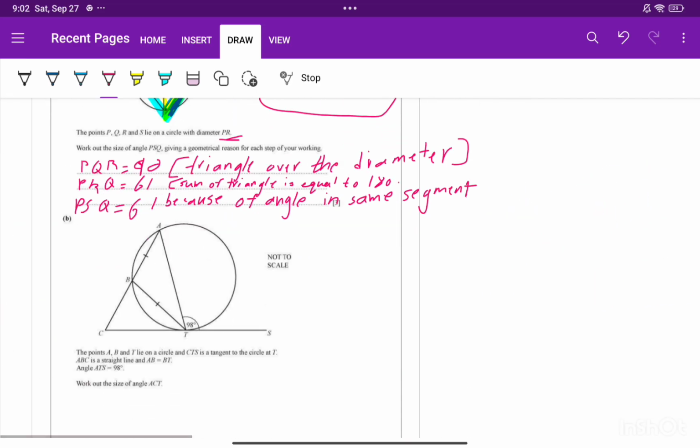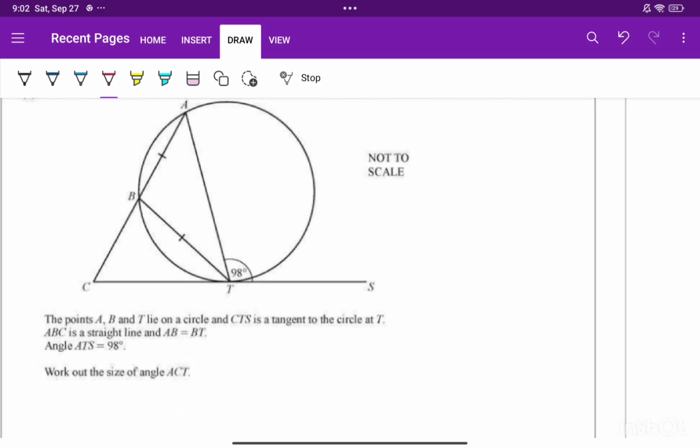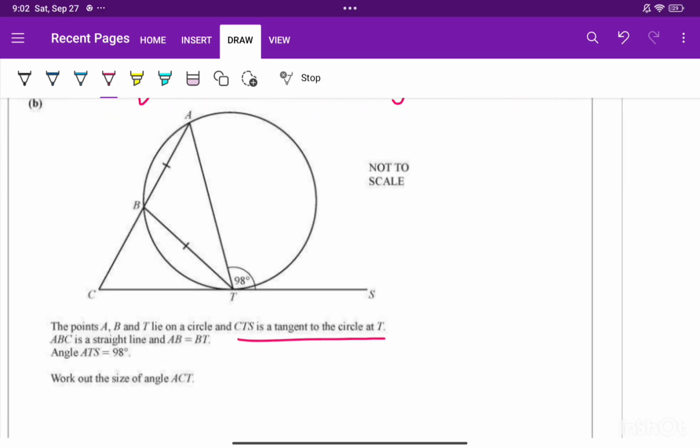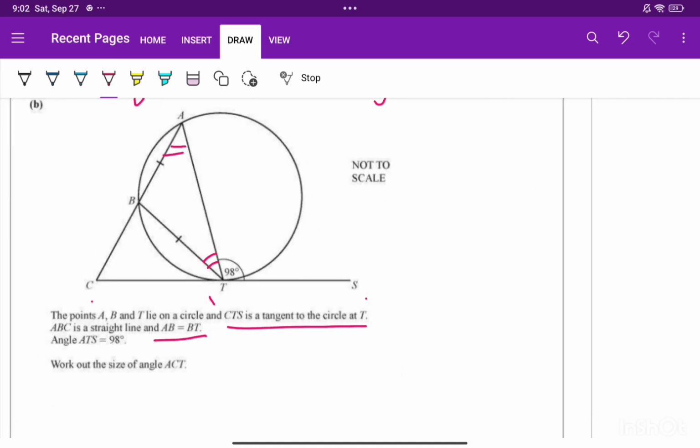Okay, let's move to part B. The points A, B, T lie on a circle. CTS is a tangent. ABC is a straight line. AB is equal to BT. Then we know ABT will be an isosceles triangle, so these both angles will be equal. It is 98. Work out the angle ACT.